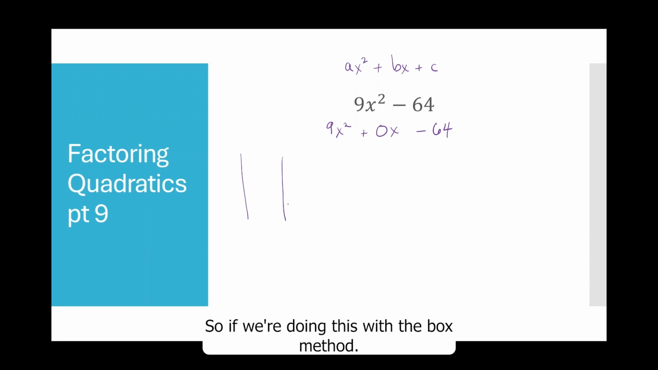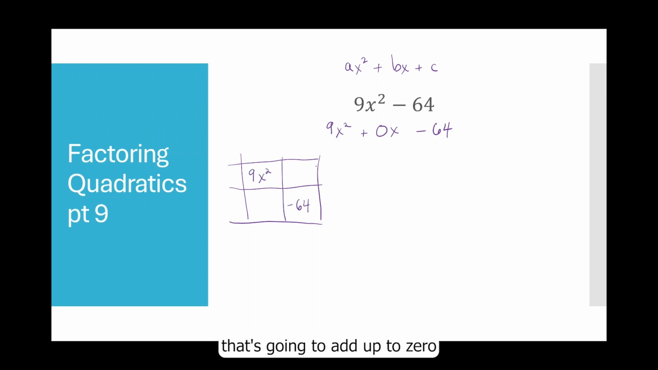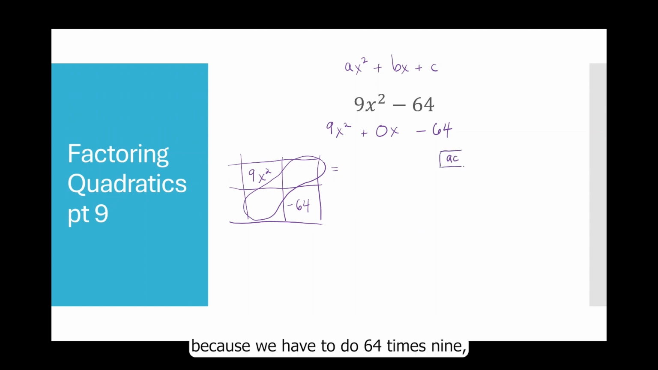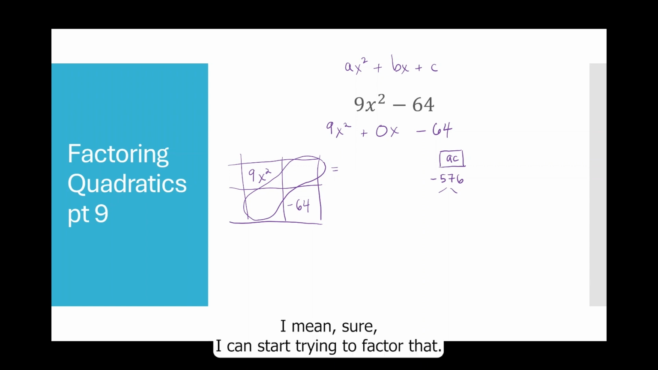So if we're doing this with the box method, we're trying to find something that's going to add up to 0 in the end between these 2 here. And this is a real mess for the AC method because we have to do 64 times 9, which is an enormous, horrible number, negative 576. And I mean, sure, I can start trying to factor that. Let's see what happens.